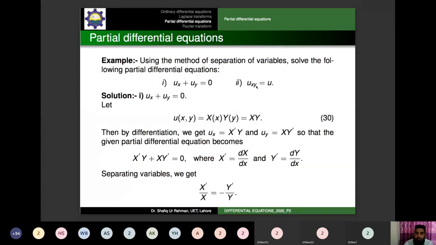If you look into the second part, again, you need to start with the same assumption: u of x y is equal to capital X times capital Y. Depending upon the configuration, depending upon the formulation of the partial differential equation, you have to obtain those partial derivatives from this assumption. In the first case, we had to obtain partial derivatives of u with respect to x and y. Now, we have to obtain the second partial derivative, a mixed derivative, with respect to x and then with respect to y.